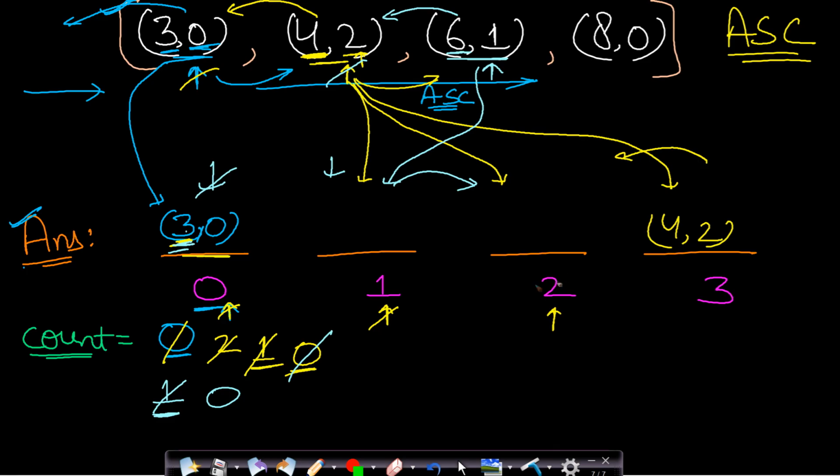Now this index 2 is also empty. So can we place this 6, 1 here? So the count value is 0. So we can place it here. This is its correct position. Now simply move on to the next value 8, 0.